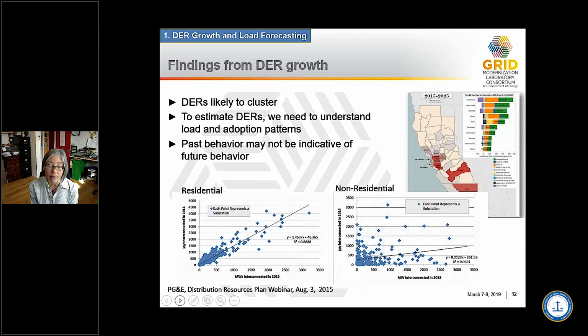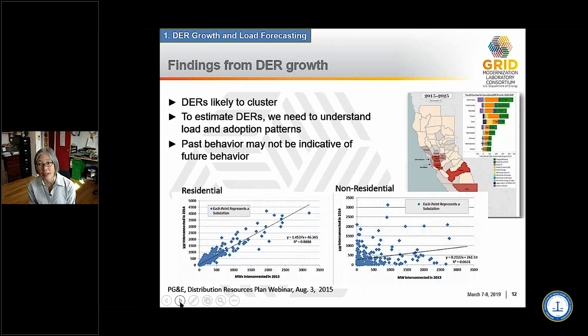distributed PV forecasting. And what they found on the left-hand graphic is showing residential PV interconnected in 2013 on the x-axis and 2014 on the y-axis. And each point here is a specific substation in their territory. And the idea here is that it's kind of following a straight line. Basically, past behavior predicts pretty well future behavior for residential PV.